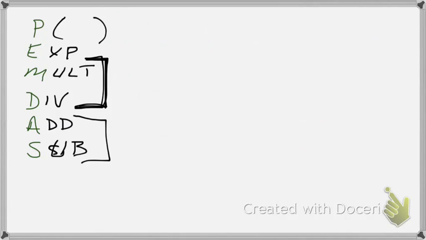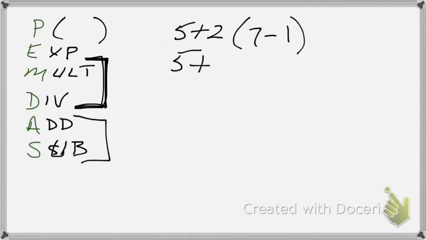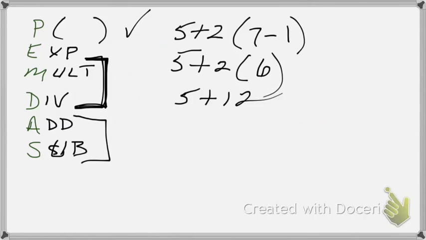Let's do one that looks like this. 5 plus 2 times 7 minus 1. Okay, so we do what's in the parentheses first. 5 plus 2 times 6. Okay, done with that. Don't have any exponents. We have a multiplication, so we're going to do 5 plus 12. We're going to do the multiplication there. So we're done with that. We did the exponents. No division. We have an addition. And we do that, and we are done.